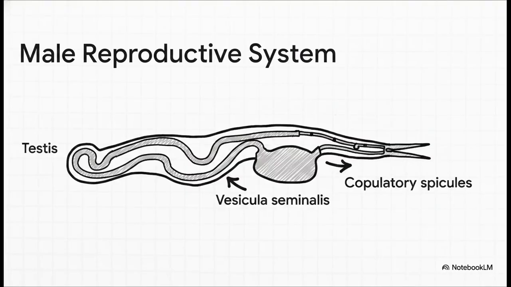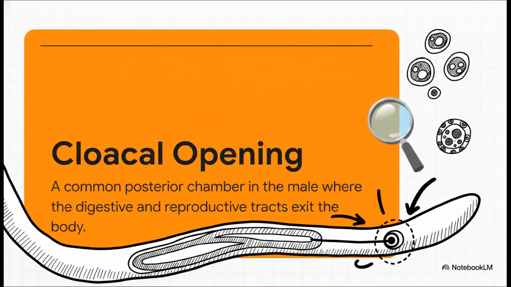Now, the system that really dominates the inside of the male is the reproductive system. Look at this incredibly long, coiled-up tube. That's the testis. This leads to the vas deferens, which carries the sperm to a storage area called the vesicula seminalis. From there, it goes through the ejaculatory duct and finally out through those copulatory spicules we mentioned. Let's practice those English terms. Testes, vas deferens, vesicula seminalis. And this brings us to another key feature of the male, the cloacal opening. This is an essential keyword.